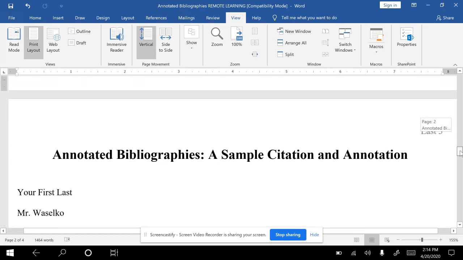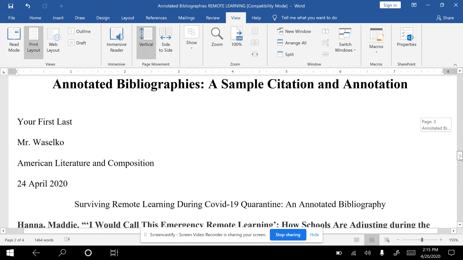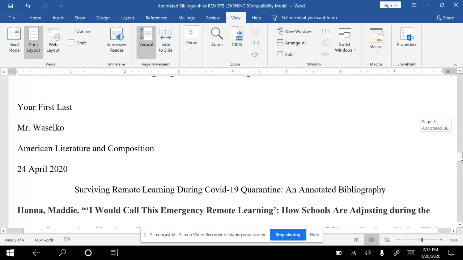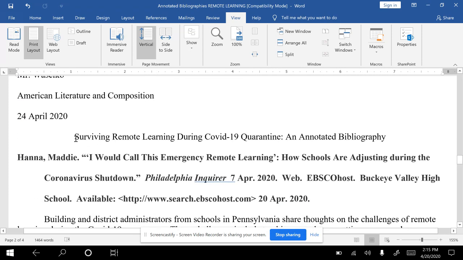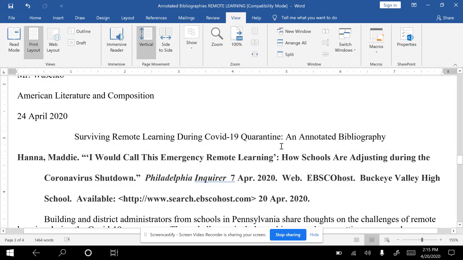Now, on the 3rd page of this, I gave you a sample of what it would look like. All right, our heading is the same. It's got your first and last name, my name, the name of the class, and then the due date. Then it has a title, just like a title of any other paper, a detailed descriptive title, Surviving Remote Learning During COVID-19 Quarantine. The only difference is after the title, we put a colon, and we write an annotated bibliography. That's all. So instead of just having a title, we have a title, colon, and annotated bibliography.